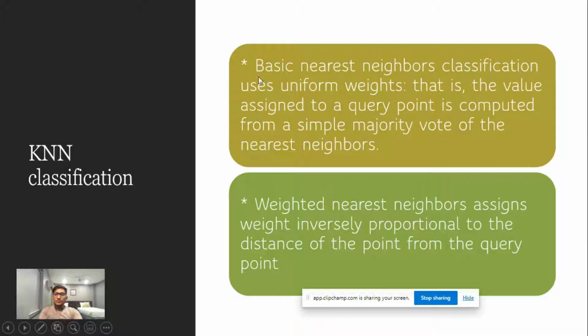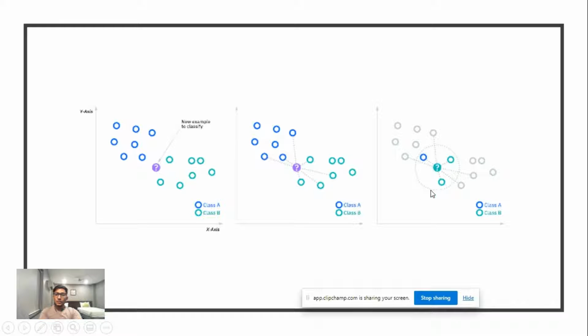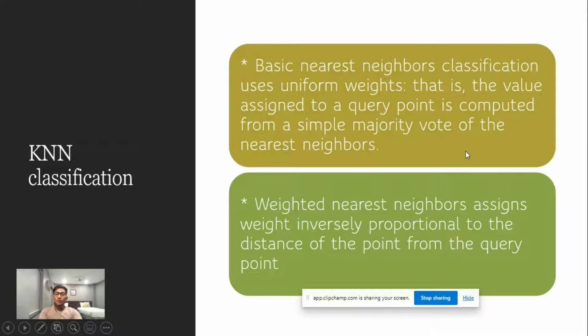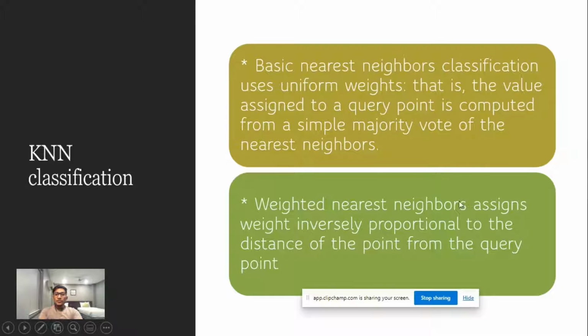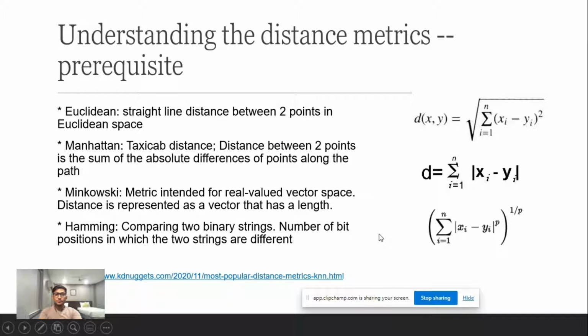Understanding from the definitions, the basic nearest neighbor classifier uses uniform weights. What this means is each of the points within the nearest neighbor space would be assigned a weight of 1. They would have equal voting power. However, there is another, weighted KNN, where the points would have a vote which is inversely proportional to the distance of the point from the query point. Weighted nearest neighbors assigns weight inversely proportional to the distance of the point from the query point.